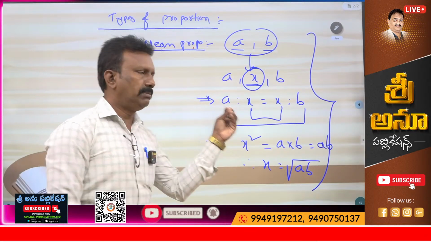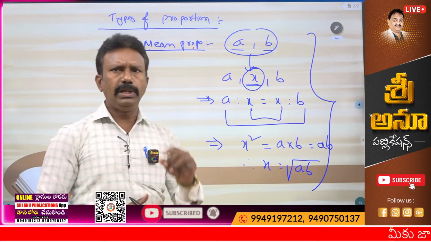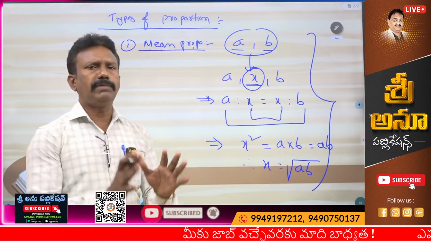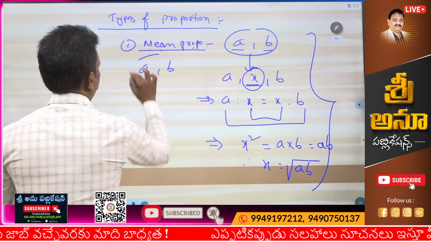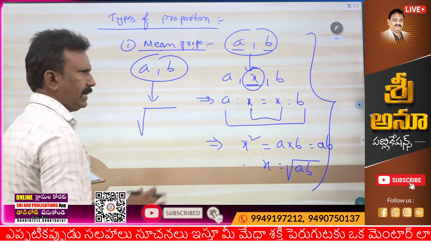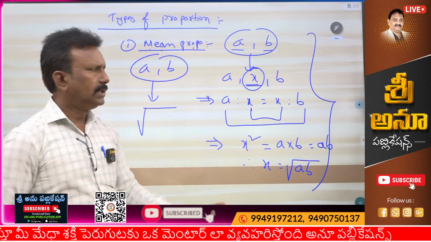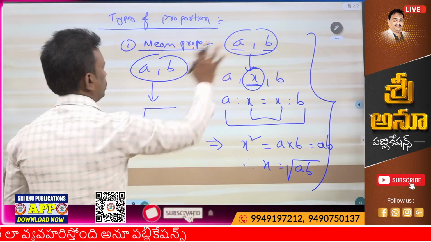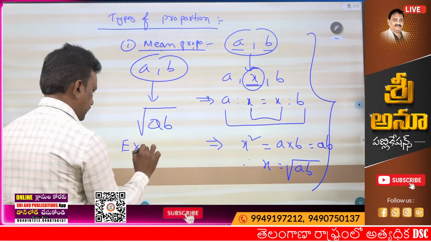There is no need to write this complete explanation. Remember only one thing, the best one: anywhere, we follow one single formula. For any two quantities, the mean proportion must be the square root of AB. That's enough. It would be a waste of time otherwise, so better to remember that the mean proportion of A and B is defined as the square root of AB. So just write one example related to mean proportion.